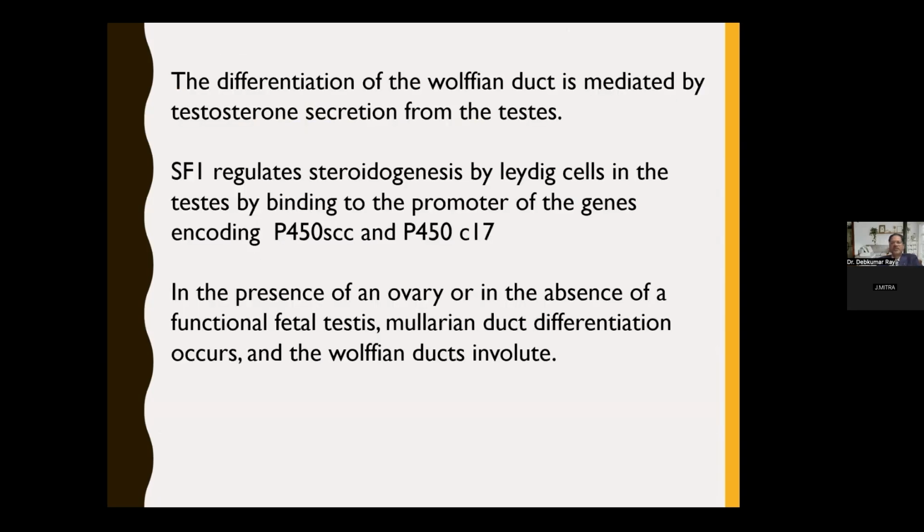Now, the differentiation of the Wolffian duct is mediated by testosterone secretion from the testes, as all of you know. The SF1 gene regulates steroidogenesis, that is the synthesis of steroid hormones by Leydig cells in the testes, by binding to the promoter of genes encoding P450SCC and P450C17. In the presence of an ovary, or in the absence of a functional fetal testis, Mullerian duct differentiation occurs and the Wolffian duct involutes. So these are the genetic aspects and the control or regulation of AMH.